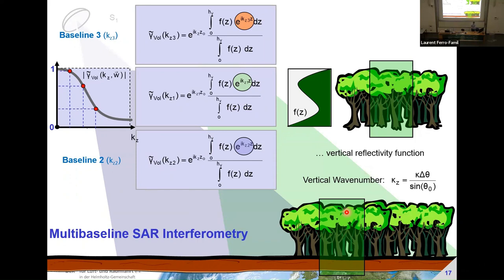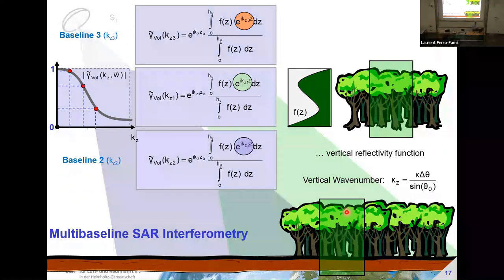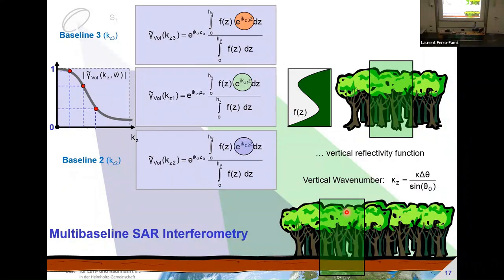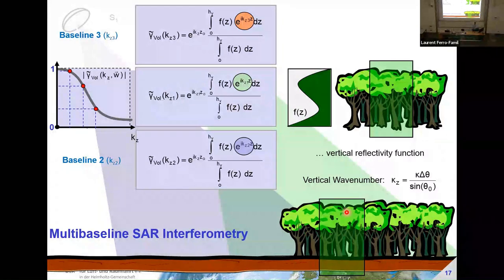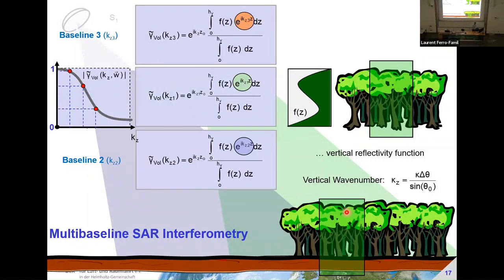Because when you propagate through the volume, you see a different distribution of scatterers along the propagation path. So if you change the view, you also increase or decrease the difference of this distribution across these propagation paths.